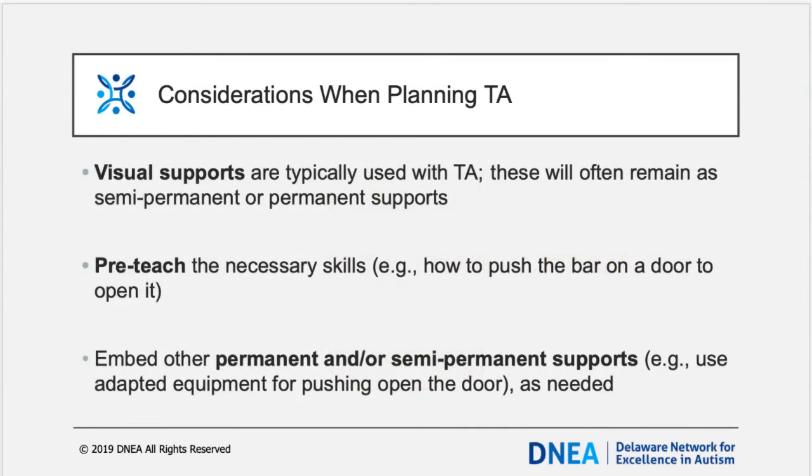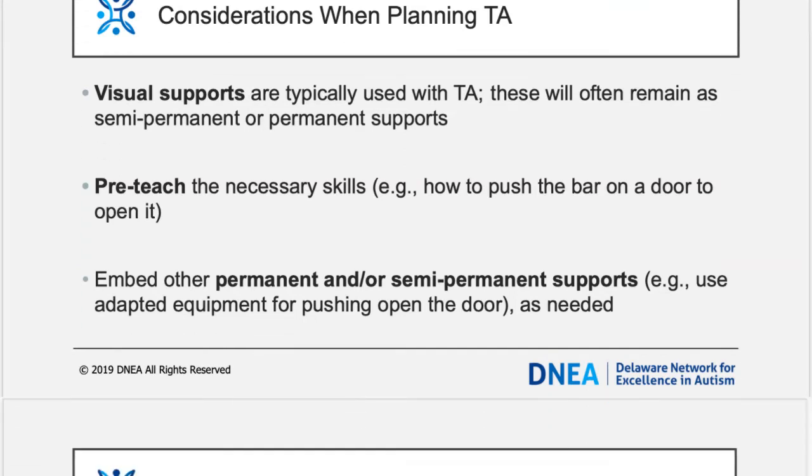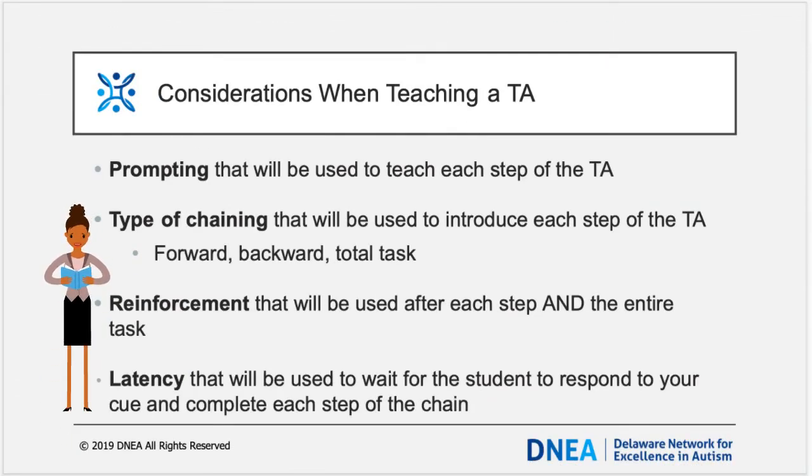Visual supports should be the same across all settings and should be somewhere that can be easily referenced. It might also be necessary to pre-teach prerequisite skills, such as typing when learning to complete online job applications, or providing additional permanent supports, such as adaptive equipment. There are also considerations you should take when teaching a task analysis. It is important that everyone who supports a person who is learning a new chain skill use the same procedure.